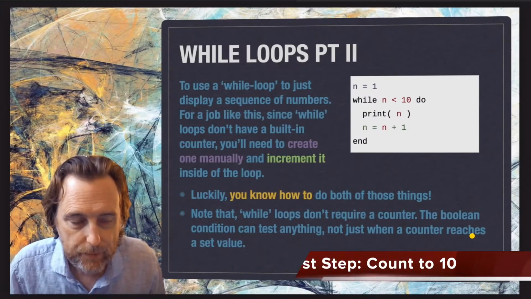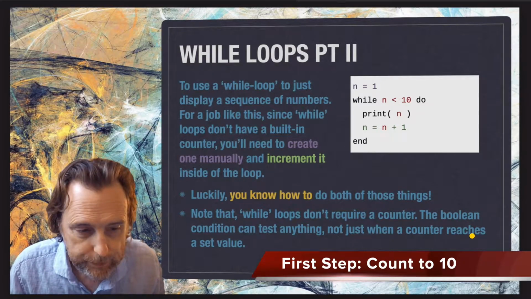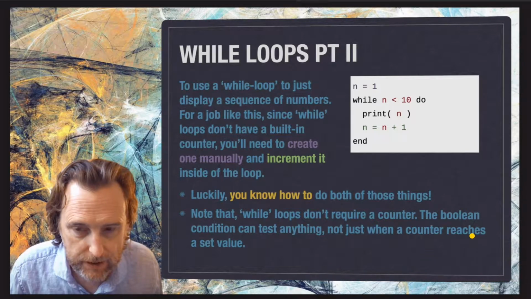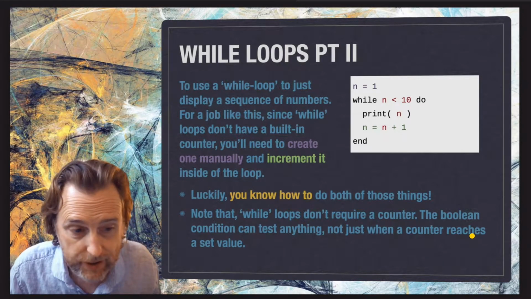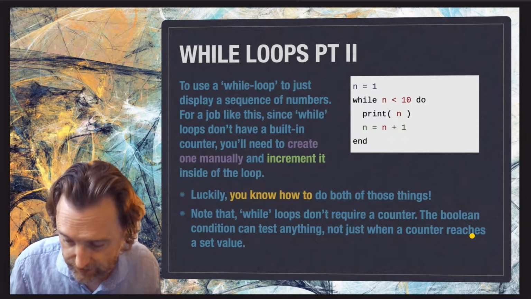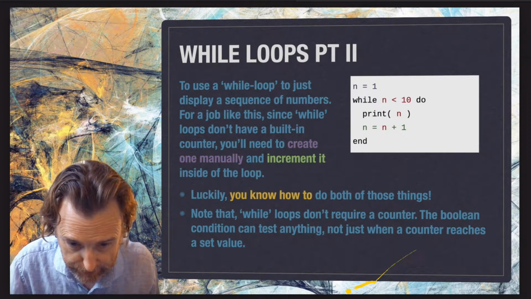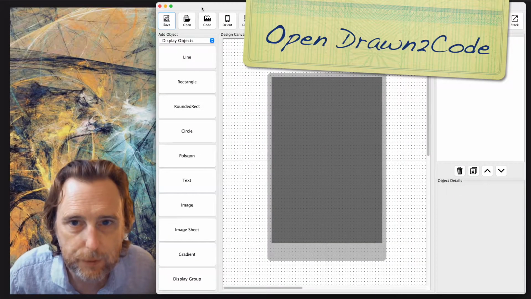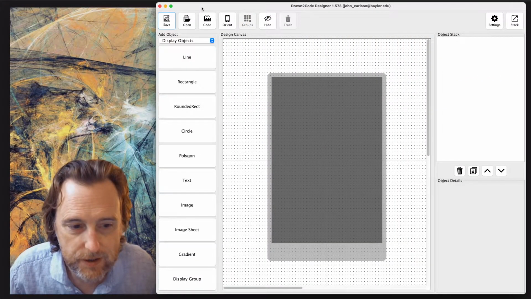Okay. So as a first step, we're just going to do the same thing we did last time in our meeting, which is just create a loop that counts up to 10. That's the first loop that we coded last time. So I'm going to launch Drawn to Code. The first example for the while loop is just a count.